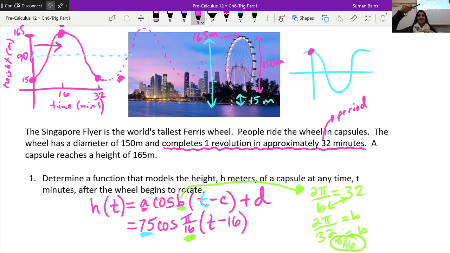Excellent. We reflect it. So do you guys see that? I'm going to use blue. That's a minimum. Do you see that that's a minimum value? If we make our 75 negative, do you see it would flip it? So a negative 75 cosine would have the same effect as a positive 75 cosine with a phase shift minus 16. Does that make sense?